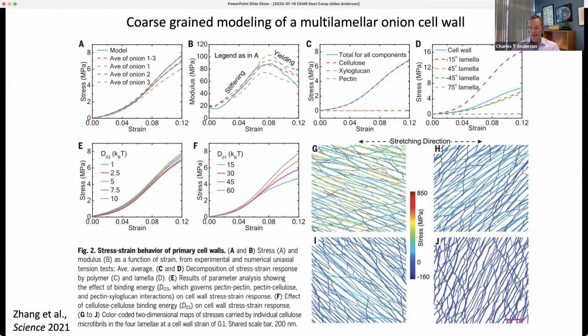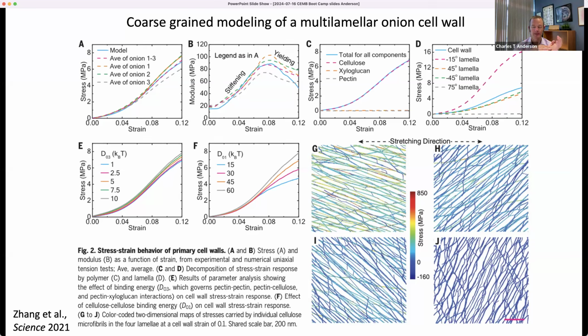So one of the big advances that's happened over the past few years in our mechanical understanding of plant cell walls is that the Cosgrove lab, in collaboration with Su-Lin Zhang's lab here at Penn State, developed what they called a coarse-grained model of the onion cell wall. So they had done a lot of mechanical testing and atomic force microscopy, scanning electron microscopy to understand the molecular architecture and the mechanical responses of onion cell walls. And they then took that information along with information derived from molecular dynamics simulations of different wall polysaccharides and generated an in silico, an in the computer version of the multilamellar onion cell wall.